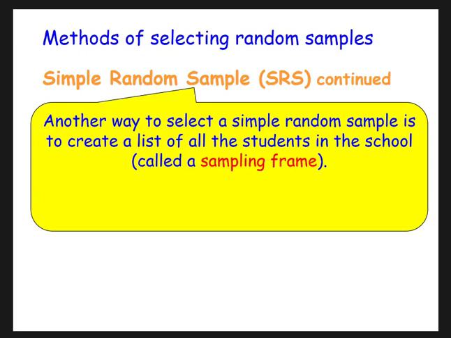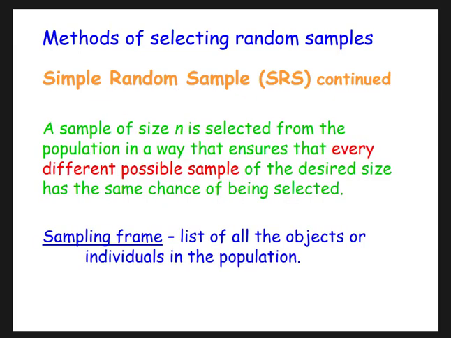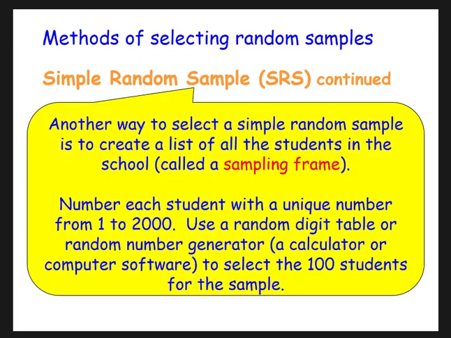Another way to select a simple random sample is to create a list of all the students, called the sampling frame, and then electronically go about it. So the sampling frame is a list of all the students or individuals of the population. Number each of those students 1 through 2,000, assign them a number, and then randomly select numbers using either a number table or a random number generator of some sort, calculator or Excel or some other computer software.